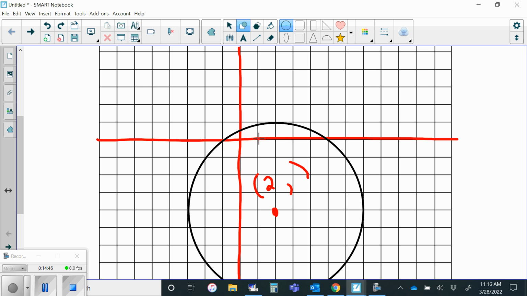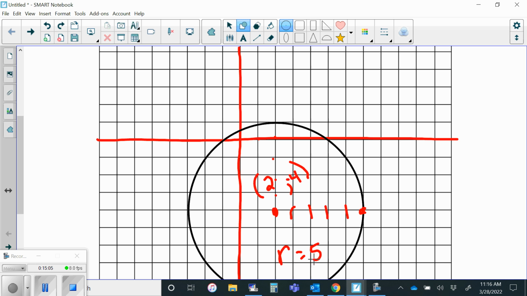2, -4, I agree. What else do I need? How do I get the radius? Well, in this one, it's pretty easy because I can just go 1, 2, 3, 4, 5, and that hits perfect. So my radius is 5.